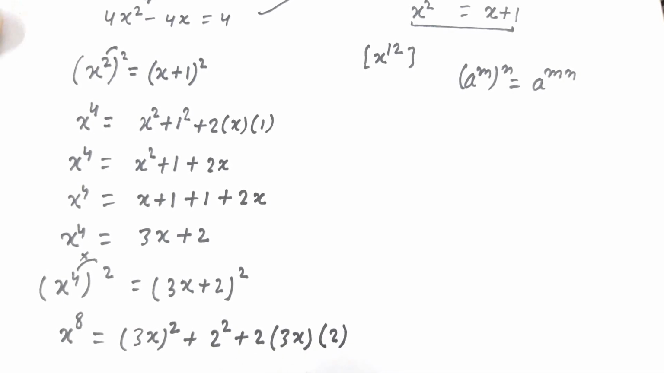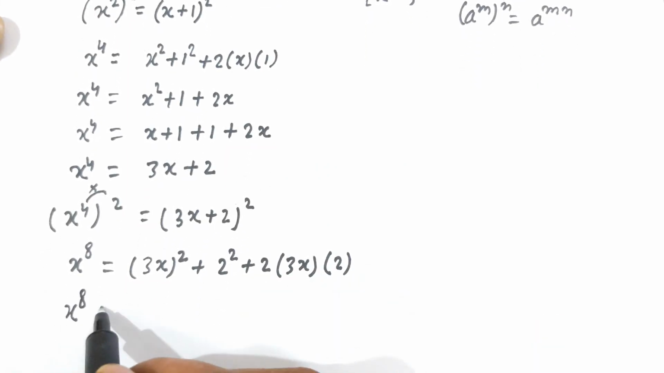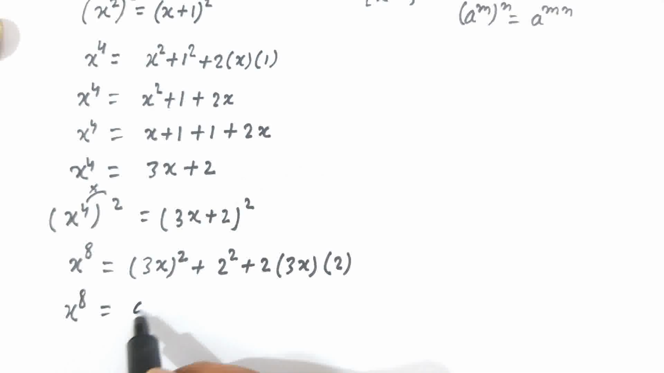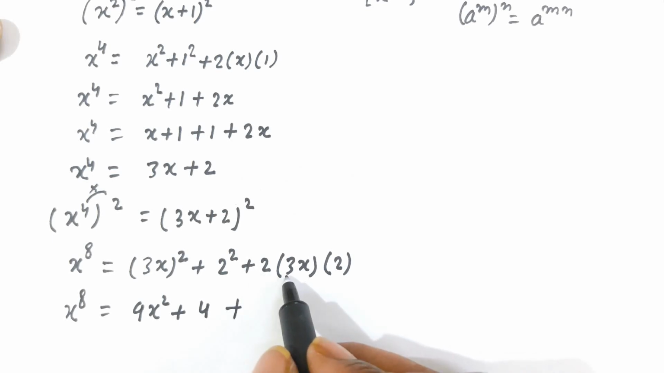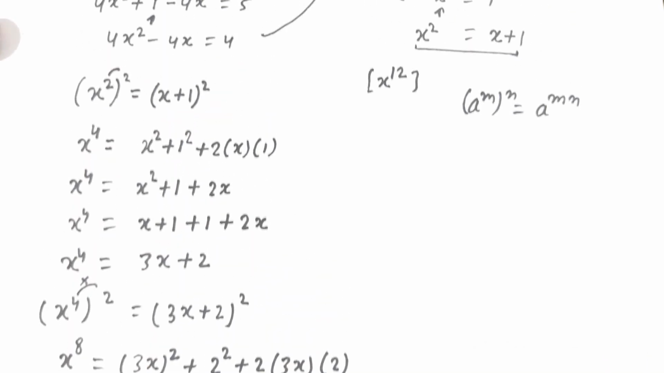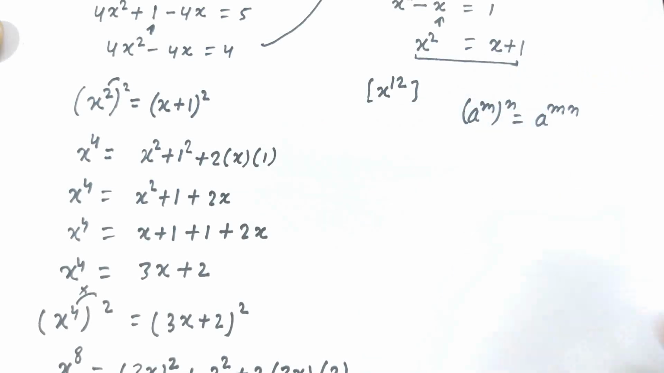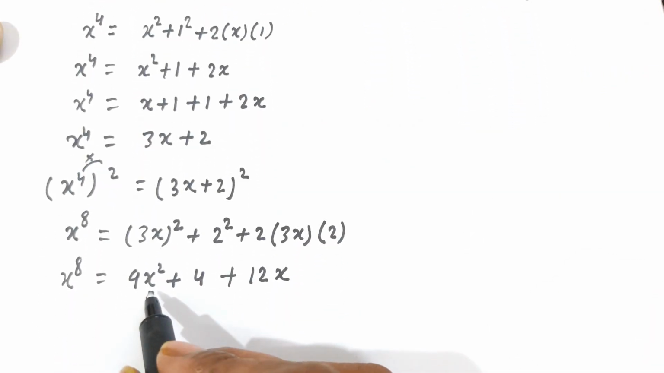Now the left hand side is x^8. This equals (3x)², that is 9x², plus 2², that is 4, plus 2 times 3 is 6, and 6 times 2 is 12x. Now here x², and we know that the value of x² is x + 1. So this x² is replaced by x + 1.